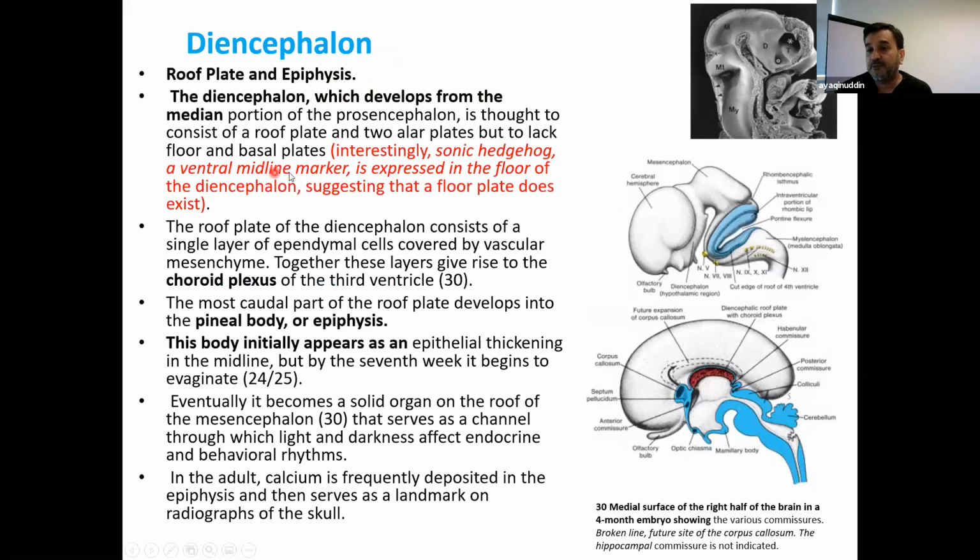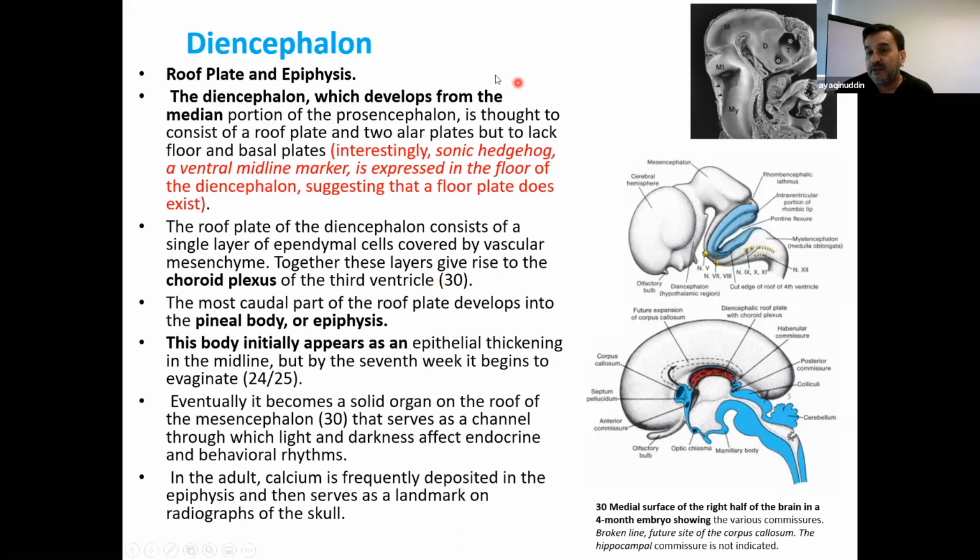So the roof plate of the diencephalon, which is the central piece here, the posteriormost part of the roof plate is going to give rise to the epiphysis. Most of the roof plate of the diencephalon is going to form the choroid plexus of the third ventricle.